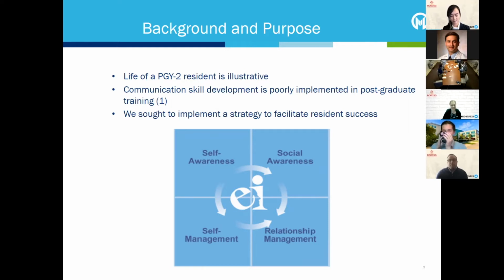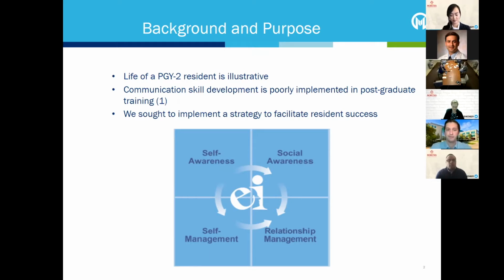Working with different styles like these is common, not just for PGY2 residents, but all healthcare team members. However, these situations can be stressful and challenging, yet being successful is critical for team cohesiveness and optimal patient care. Unfortunately, communication skill development is poorly implemented and often not even taught in postgraduate training.